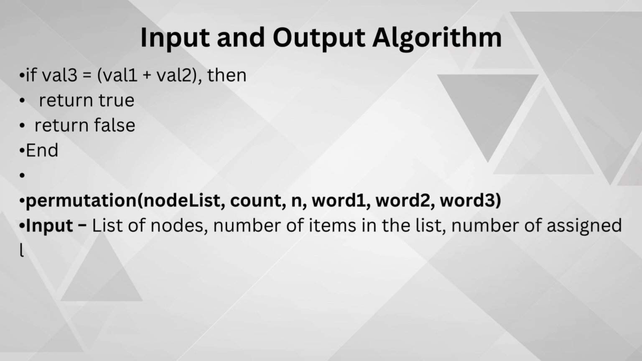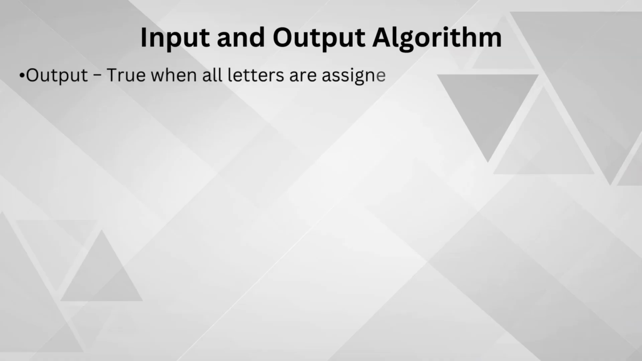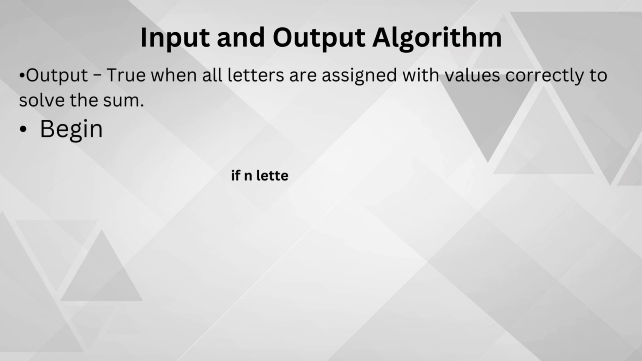Now, the permutation function: permutation(node list, count, n, word 1, word 2, word 3). The input is the list of nodes, the number of items in the list, the number of assigned letters, and the 3 words. The output is true when all letters are assigned values correctly to solve the sum.